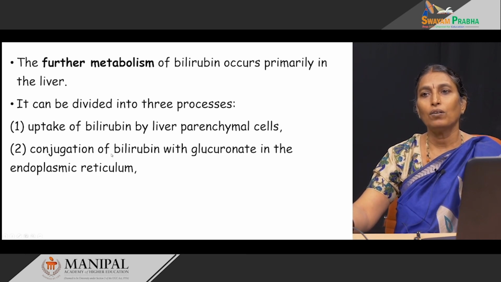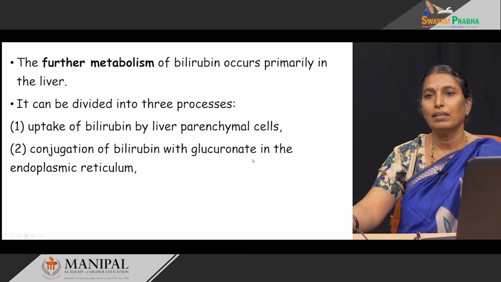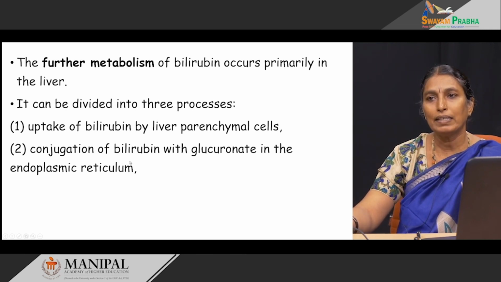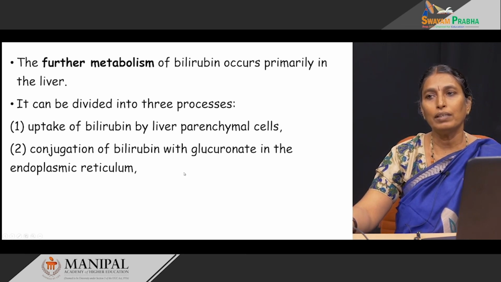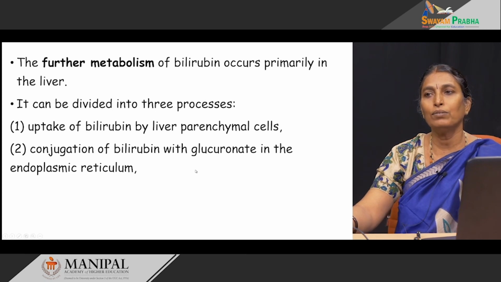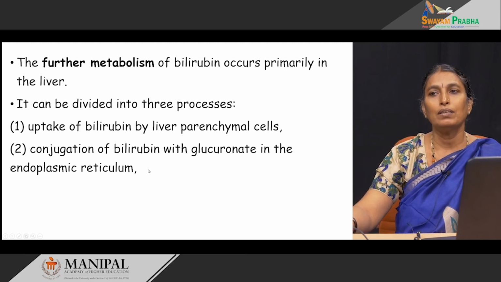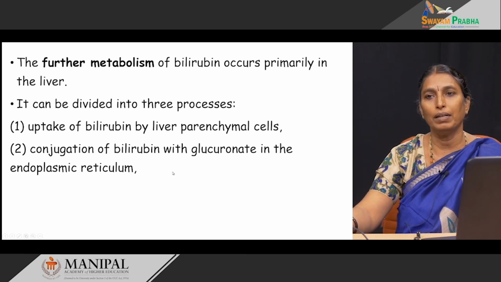The second is conjugation of the bilirubin with glucuronic acid or glucuronate in the endoplasmic reticulum. This is done by the enzyme called glucuronyl transferase. The active glucuronic acid, UDP glucuronate, will donate glucuronate to bilirubin, and bilirubin forms bilirubin monoglucuronate as well as bilirubin diglucuronate, and becomes more water soluble.